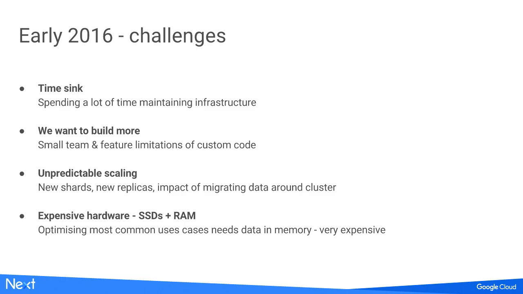And then slightly older data goes onto SSDs because hard disks are just too slow. And this is actually really expensive. Even with modern pricing, having really high spec servers is not cheap. And we had many terabytes of RAM and many hundreds of terabytes of SSDs just to store this data.